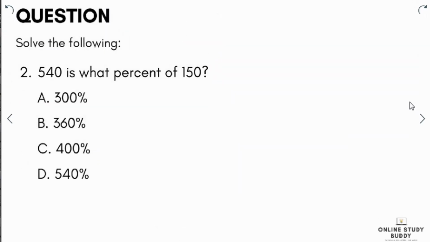So, yung next item natin is 540 is what percent of 150? So, since 540 is associated with the word is, 540 yung ating percentage. And then yung 150, yun yung ating base since it is associated with the word of. Ang hinahanap natin is yung rate. So as we can see, mas malaki yung percentage kaysa dun sa base. So ang masasolve nating rate is greater than 100%. So now let's solve for the rate.